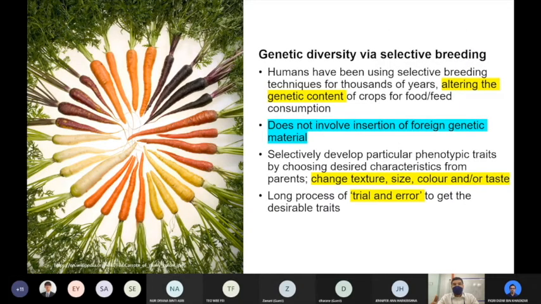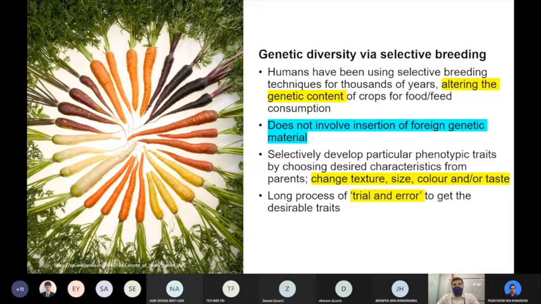So in summary, selective breeding for thousands of years has been done, although indirectly and not knowingly, to alter the genetic content of crops for food and feed consumption. We have been doing this for so many years, even before the knowledge of heredity and genetics. One main feature of this conventional technique is that it does not involve insertion of foreign genetic materials, unlike the modern technology.